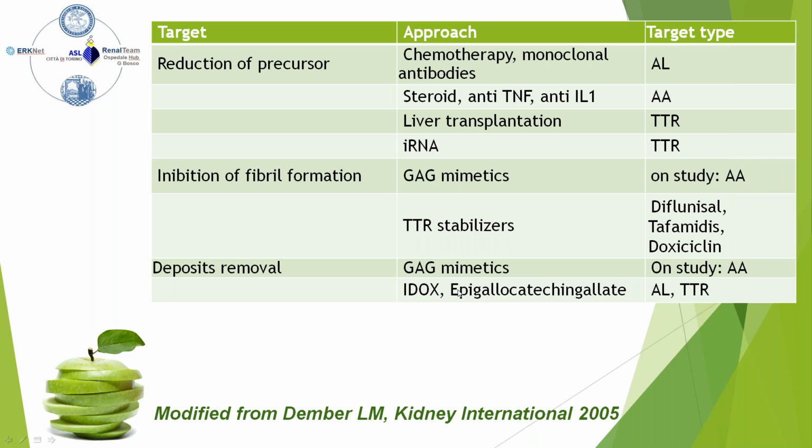Third, we can try to remove the protein already present in the deposits. And one of the most interesting molecules in this group is epigallocatechin gallate, a component of green tea that seems to be quite promising in the removal of amyloid deposits due to light chain and to transthyretin.